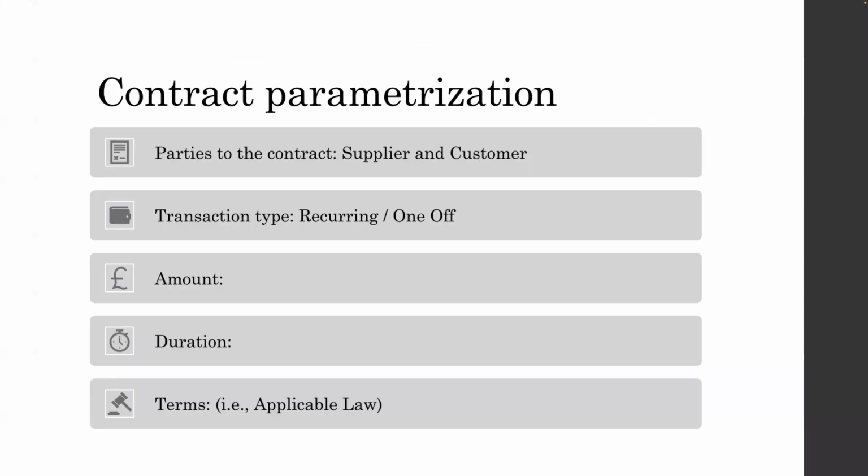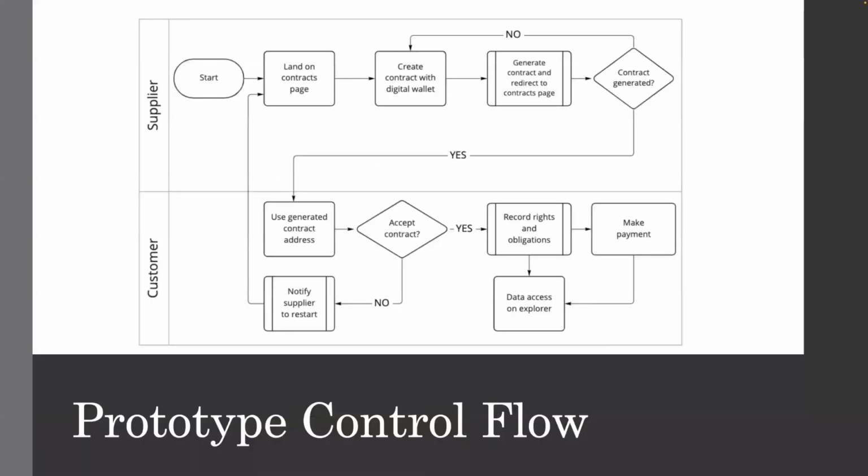A contract can be boiled down to 5 parameters, even though sometimes the number of pages may look intimidating. Those are the parties to the contract, supplier and customer; transaction type, which in our case will be recurring; amount, duration, and of course, the terms. That's the prototype control flow. However, as opposed to going through the theoretical aspects of this diagram, I would like to jump in and show you how the prototype works.